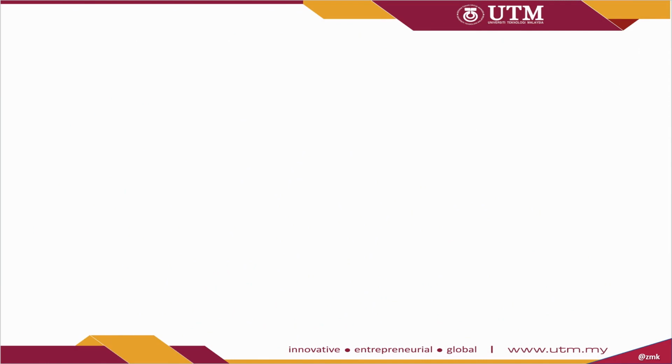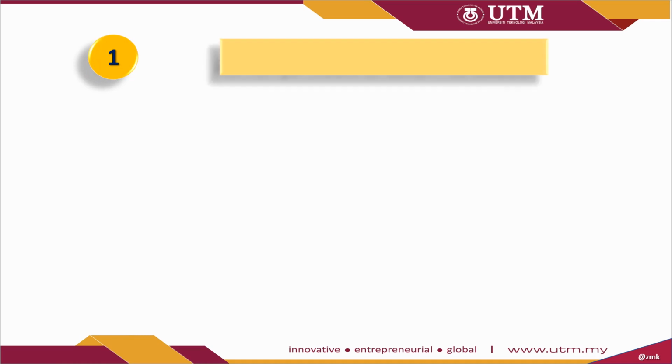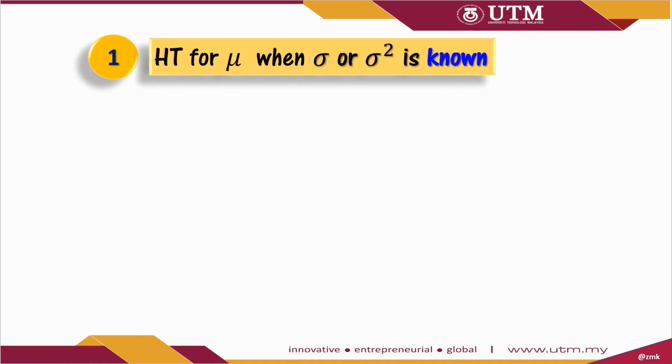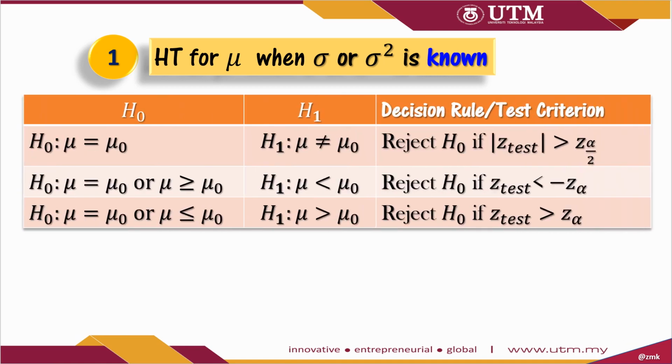Let's look at case 1 in a little bit more detail. Remember, case 1 is when we know the value of population standard deviation sigma or the population variance sigma squared. The choice of test statistic in this case 1 is z-test statistic or simply z-test. Under this case 1, we can have 3 further choices of hypothesis test that we can perform as listed in the following table. The 3 further choices depend on the choices of hypothesis test.